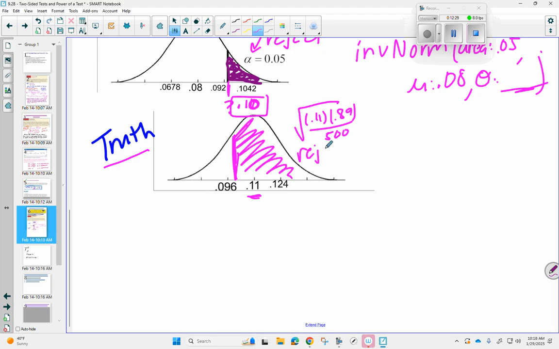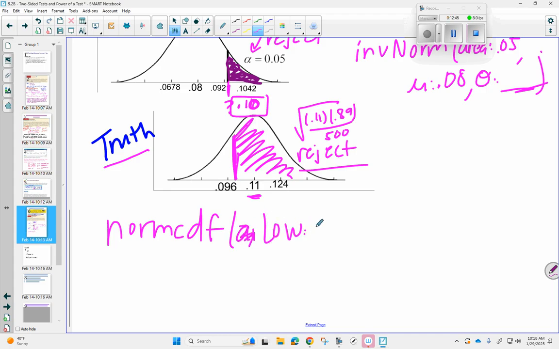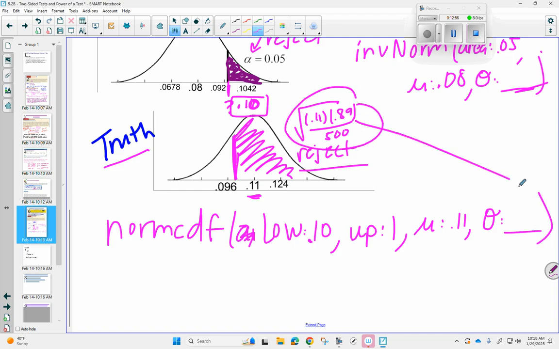This is the likelihood that I will correctly reject the null. That's the power of the test right there. How would I find that area? Well, I would do norm CDF, because now I want the area under the curve. My lower bound is that 10%. I'm cutting it off at 10% up to, obviously, 1, which is the highest you could go. My mean on this one is 11%, and my standard deviation on this one is this value right here from the random sampling. And if you did that, you get a 76% chance of correctly rejecting the null.